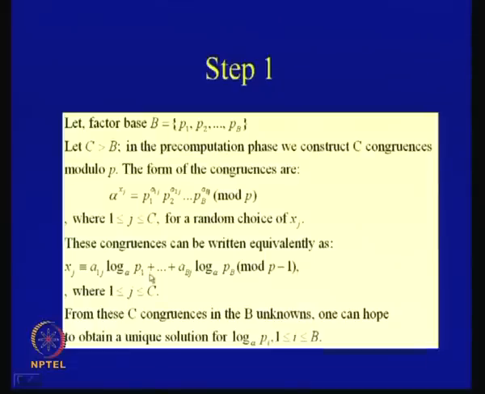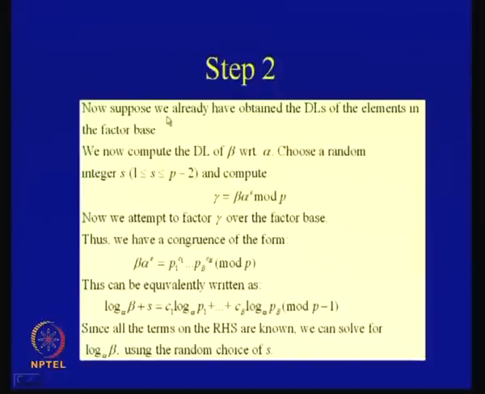Okay. The next step is actually quite trivial. Suppose you already have obtained the discrete logs of the elements in the factor base. We now compute the discrete log of beta with respect to alpha. Now choose a random integer s, where s lies between 1 and p minus 2, and you compute gamma, where gamma is equal to beta multiplied by alpha to the power of s, modulo p.